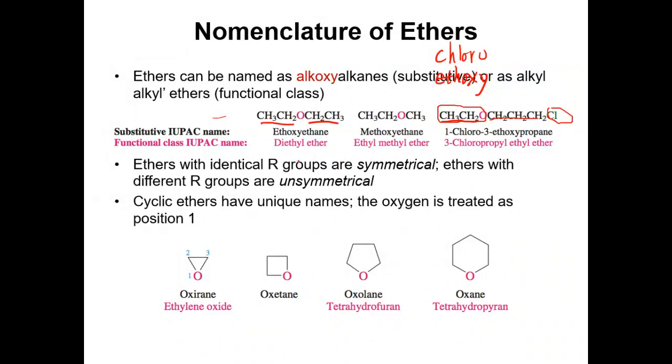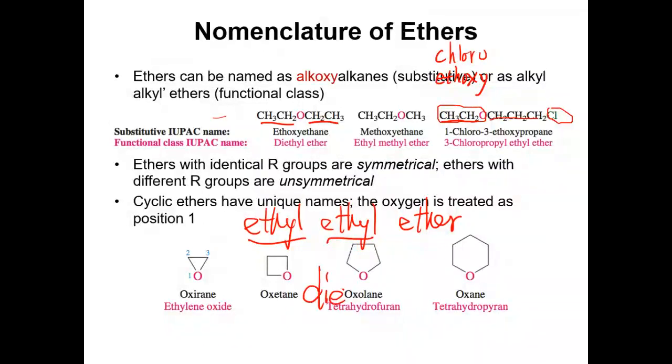Like this one, supposedly we should call it ether and ether, but because those two alkyl groups are the same, you can call it diethyl ether. In this one, the two groups are different. One is methyl, one is ethyl. So we list those names in alphabetical order: ethyl methyl ether.